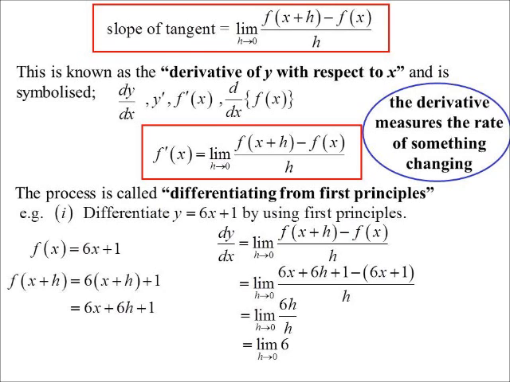Well, as h approaches 0, 6 is constant. It doesn't matter what h is approaching. It's always going to be 6. And fair enough, because our straight line, it doesn't matter what value we're talking about. That slope is always going to be 6. So there's our first principles.